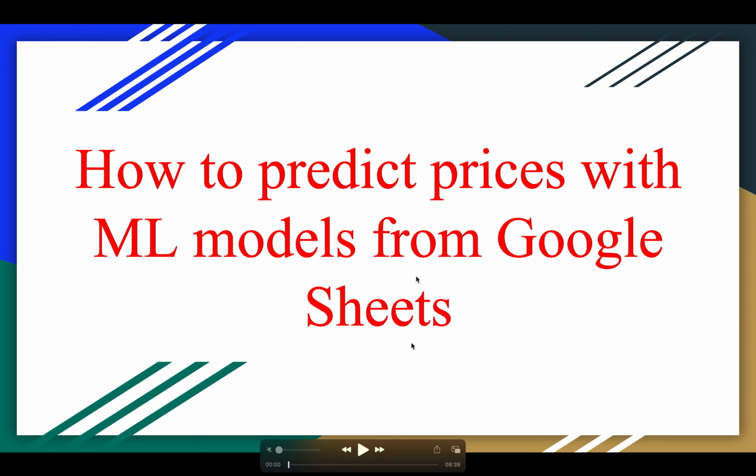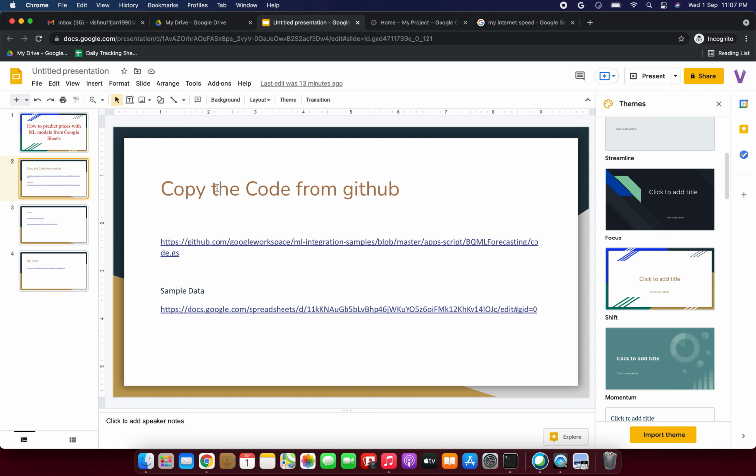Today we are going to see how to predict prices with machine learning models from Google Sheets. In this demo, we are going to see how to use a machine learning model from a Google Sheet by using BigQuery. I have given the GitHub code, so copy the code from GitHub, and I have given the sample data also. So today we are going to see these things only.